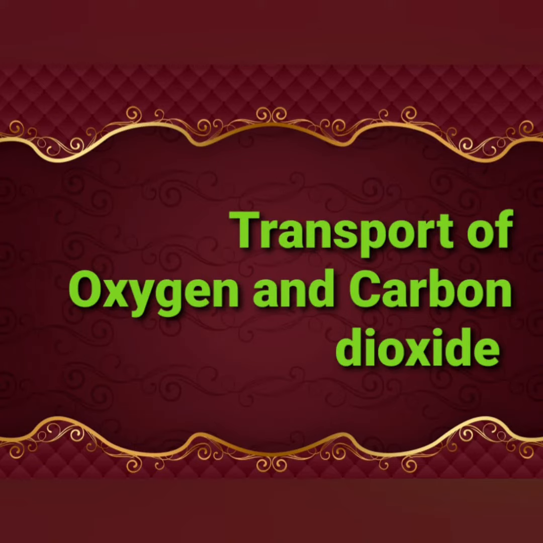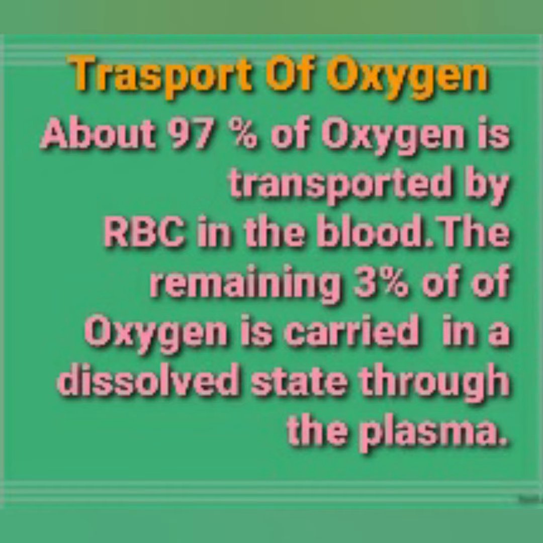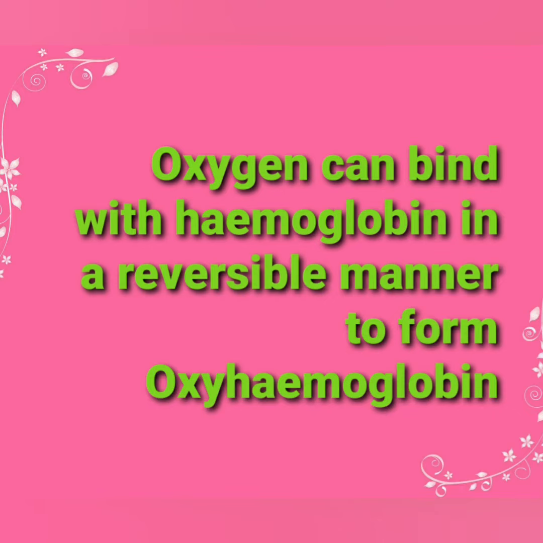Transport of oxygen and carbon dioxide. Let us learn first about the transport of oxygen. About 97% of oxygen is transported by RBC in the blood. The remaining 3% of oxygen is carried in a dissolved state through the plasma.